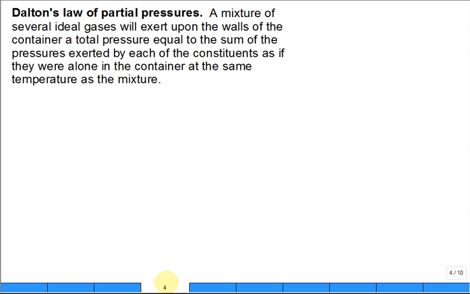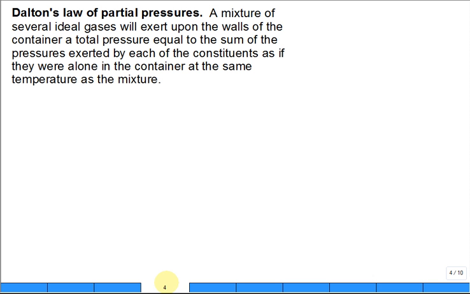Dalton's law of partial pressures. So let me just read this. A mixture of several ideal gases will exert upon the walls of a container a total pressure equal to the sum of the pressures exerted by each of the constituents as if they were alone in the container at the same temperature as the mixture.